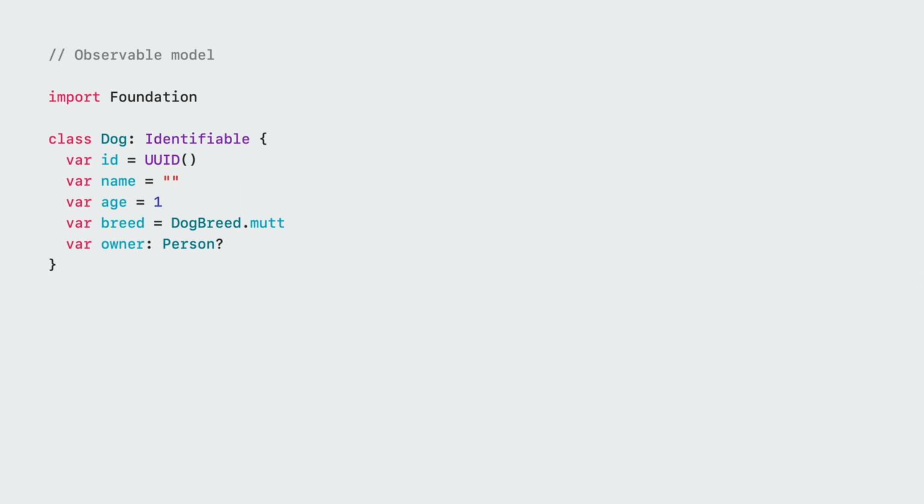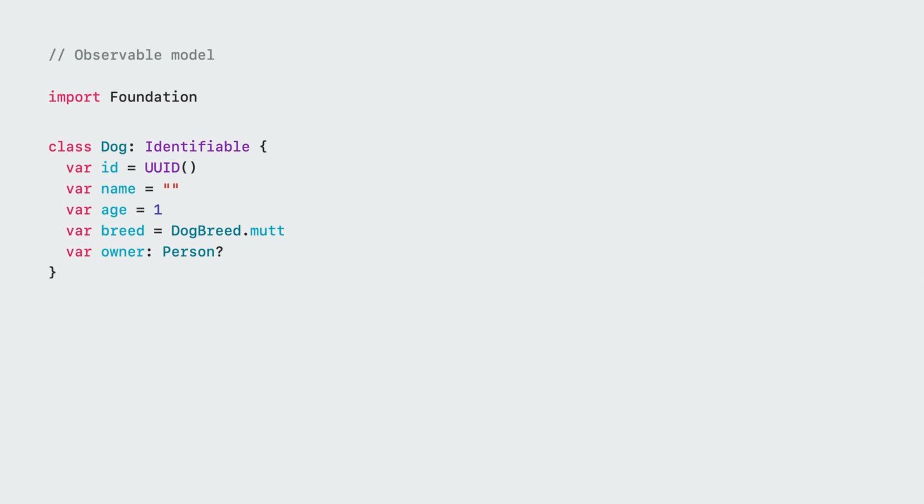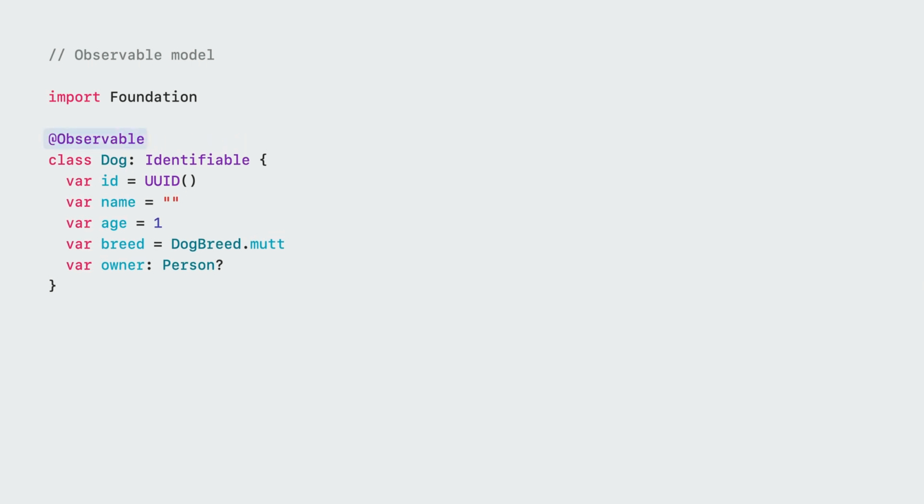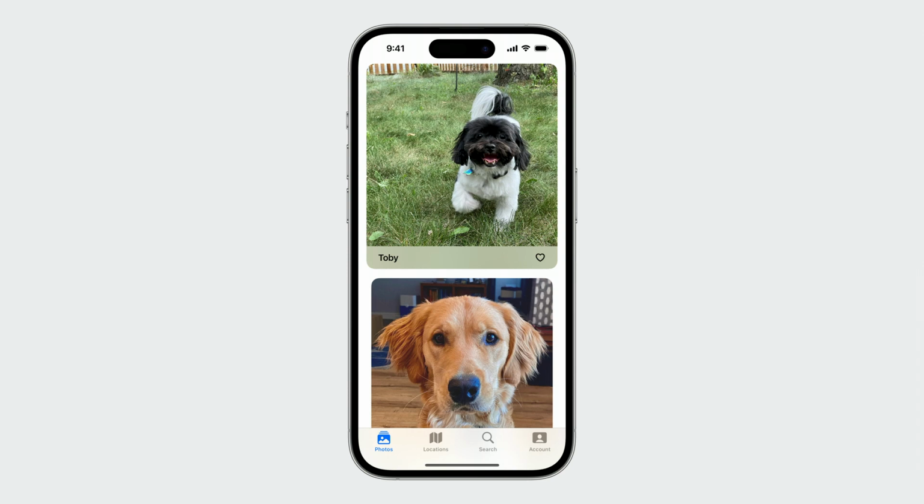Here's the model class I've set up to store data representing dogs I've met while out and about. To make this type an observable, I'll add the macro to my type. That's all I need to do. Unlike observable object, there's no need to mark properties as published. Observable models easily integrate into the existing SwiftUI mechanisms for data flow.